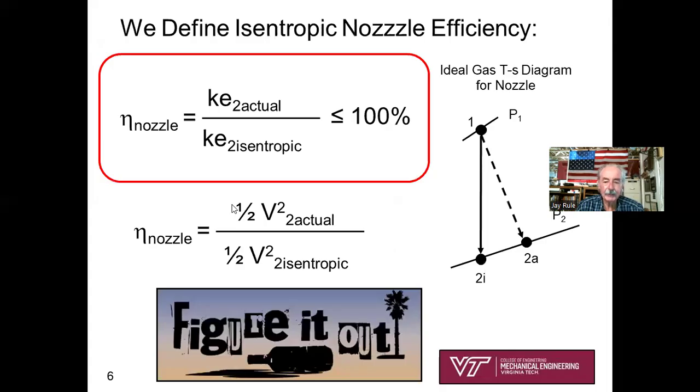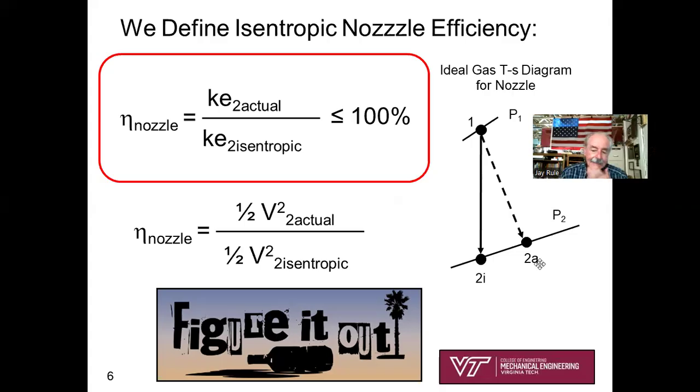So right out of the book, but I've made it bigger, nozzle efficiency is defined in terms of a kinetic energy ratio. So of course it's got to be less than 100%. We've got in the numerator the actual kinetic energy at the outlet state, state 2, divided by the isentropic kinetic energy at state 2.